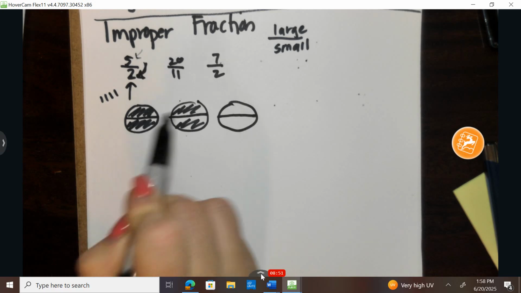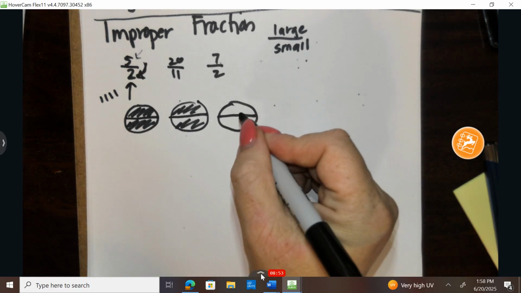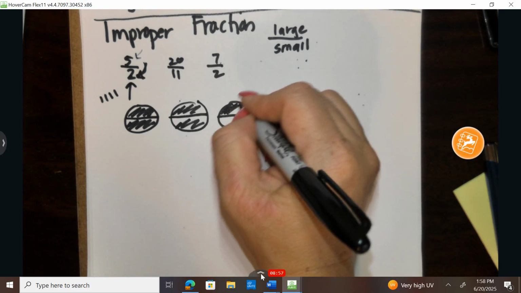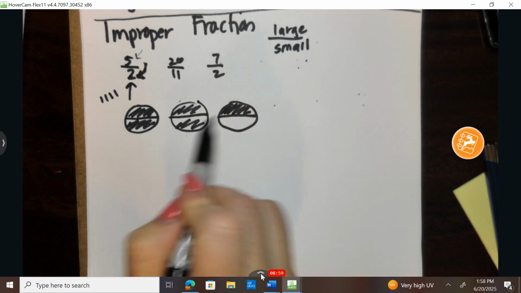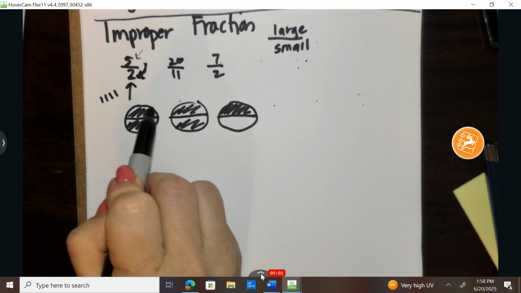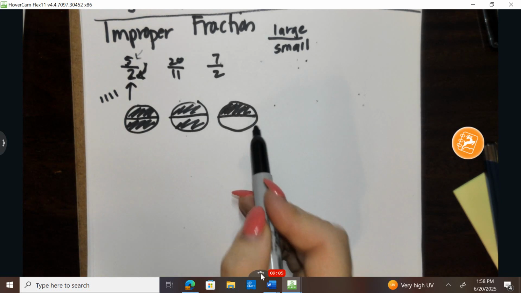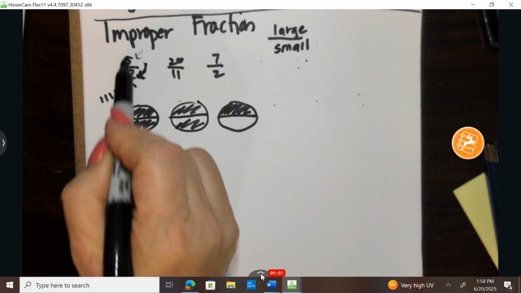So 1, 2, 3, 4. And now when I shade the last part, it doesn't matter if it's the top or the bottom. What matters is that we're only shading 1. I've shaded 1, 2, 3, 4, 5. I've shaded 5 parts, and each one of my shapes has 2 equal parts to it. This is an example of the improper fraction 5/2.